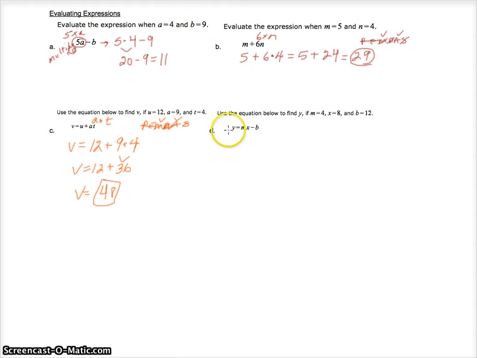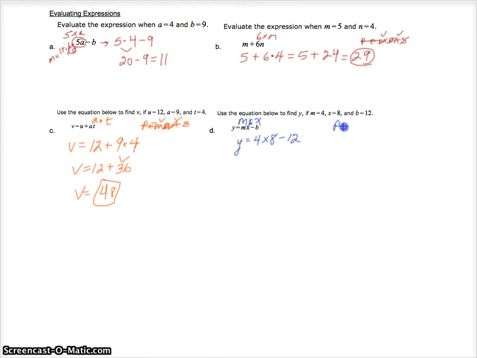Let's look at the next one. D equals y equals m times x minus b. This needs to be thought of as m times x. The values of the letters m equals 4, x equals 8, and b equals 12. So I will say y equals 4, x is 8, so 4 times 8, minus b, which is 12.